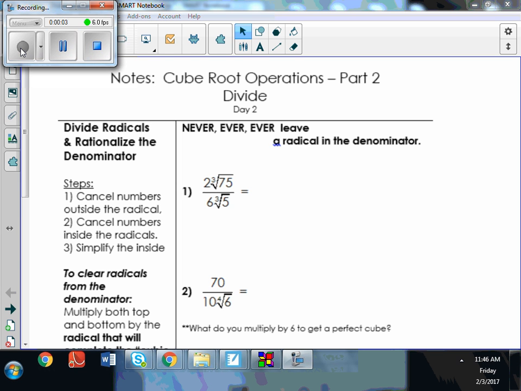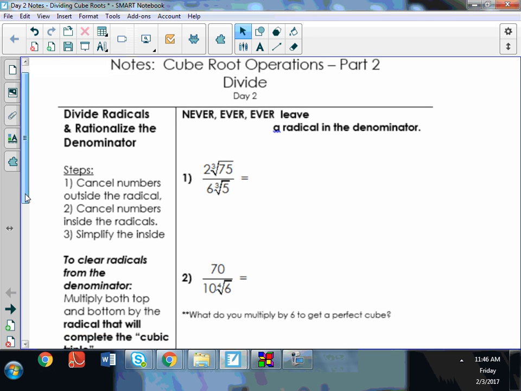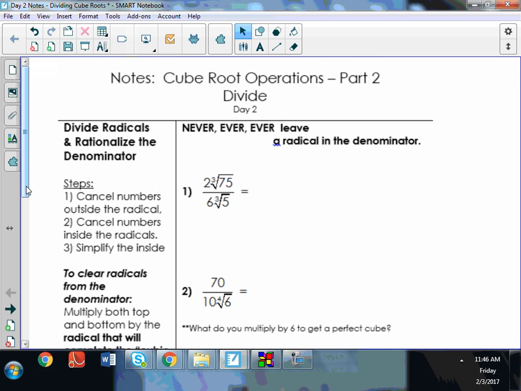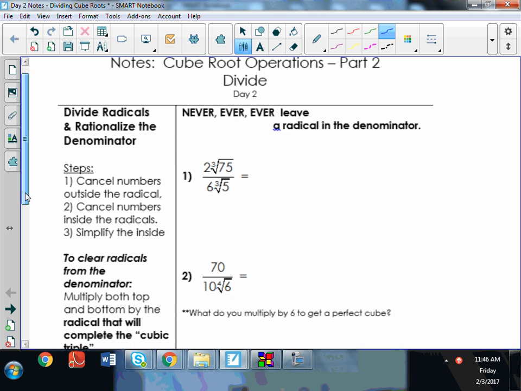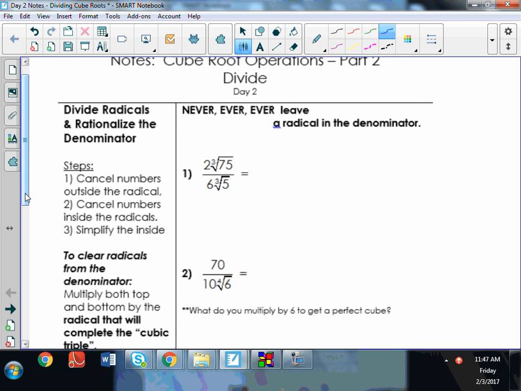All right, so we're going to do our notes today. Cube root operations part 2, divide. The nice thing about today's is the rules are the same as for square roots, but again, we're taking out triples. That's the only difference. So this should help you if you have to correct your square root test, because it's kind of the same, similar rules, so it'll help you practice.